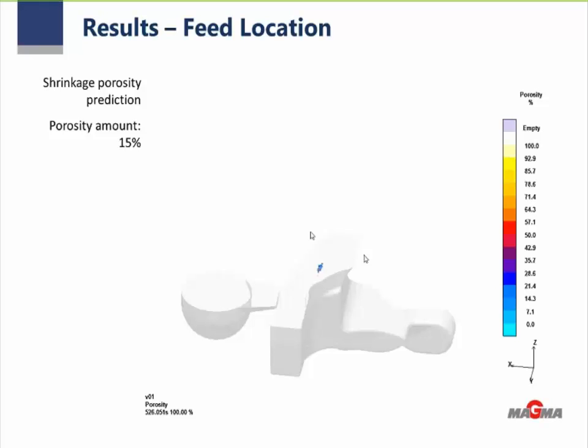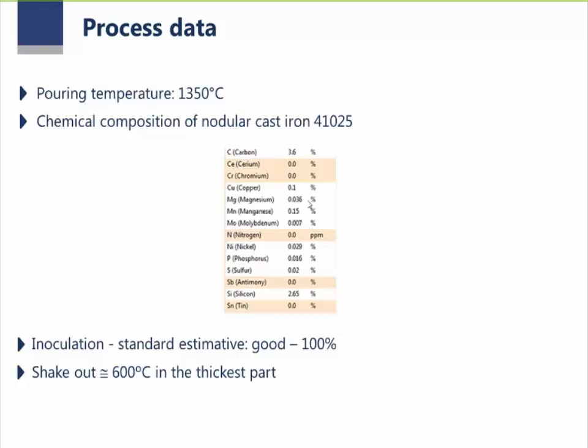The process data, just this slide to show you. For example, the pouring temperature is 1,350 degrees. Chemical composition of nodular cast iron. This is the code of the component. So here you have all the components. Inoculation, standard estimation, good, 100%. And shakeout, 600 in the thickest part of the model. So this is a general overview of what was used in MAGMA.